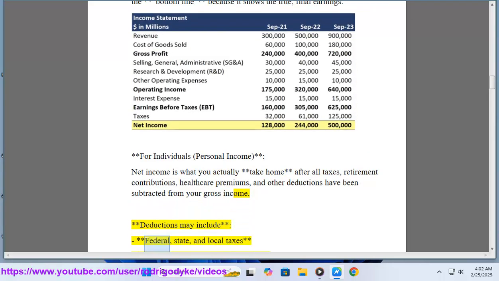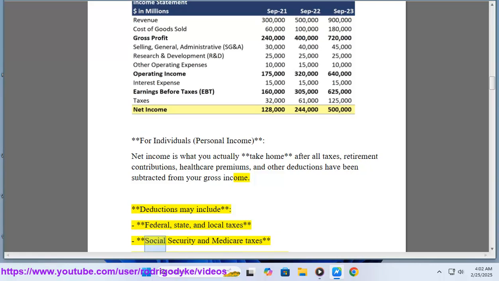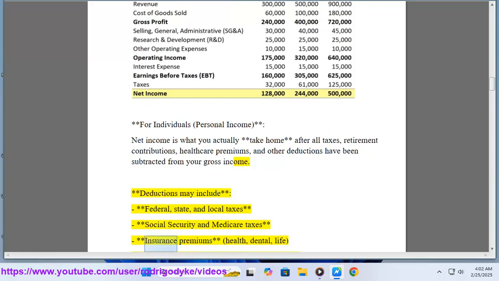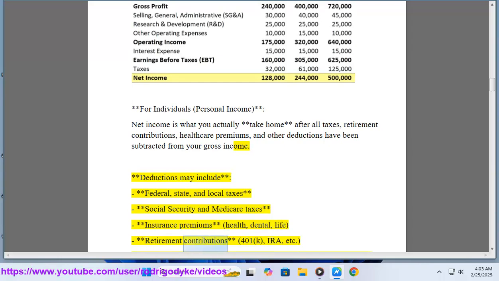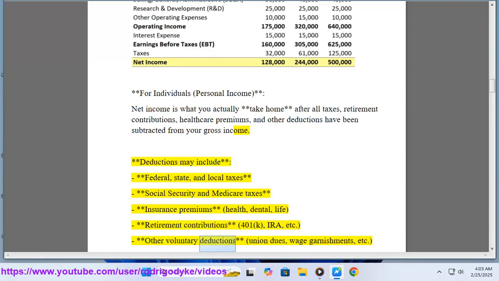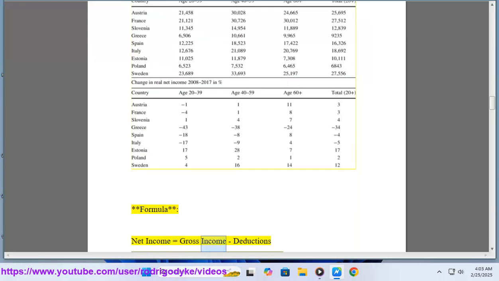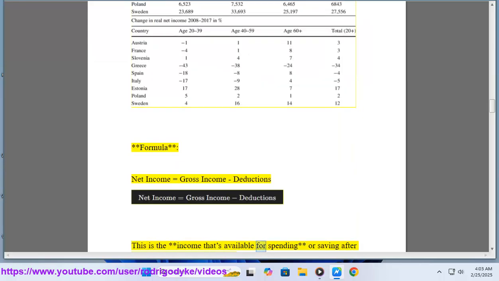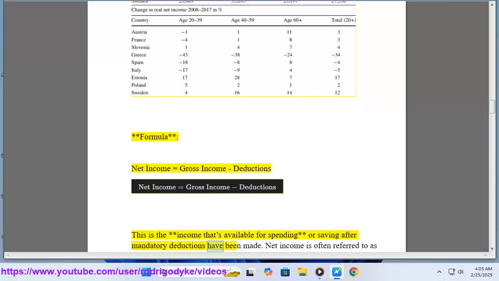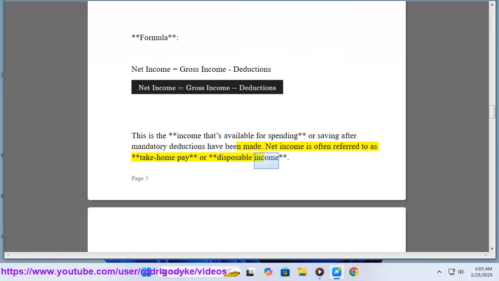Deductions may include federal, state, and local taxes, Social Security and Medicare taxes, insurance premiums, health, dental, life, retirement contributions, 401k, IRA, etc., other voluntary deductions, union dues, wage garnishments, etc. Formula: net income equals gross income minus deductions. This is the income that's available for spending or saving after mandatory deductions have been made. Net income is often referred to as take-home pay or disposable income.